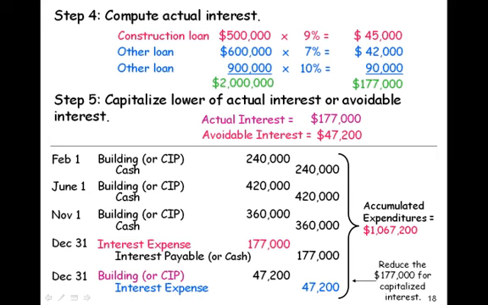Is it possible for actual interest to be less than the avoidable interest? The answer is yes. In our example, what if all 3 loans had been obtained on December 1st of the current year? Actual interest would have been only $14,750 for the month of December, and that would have been the only interest that could be capitalized.